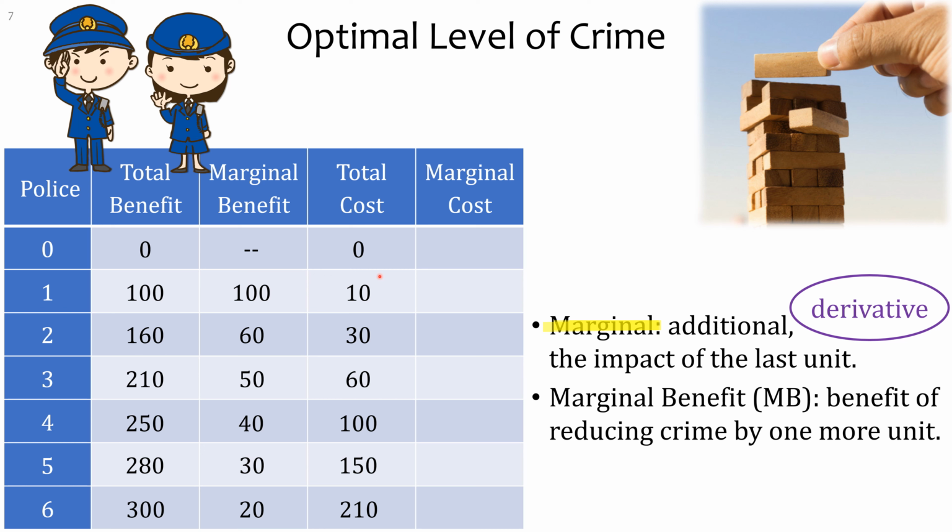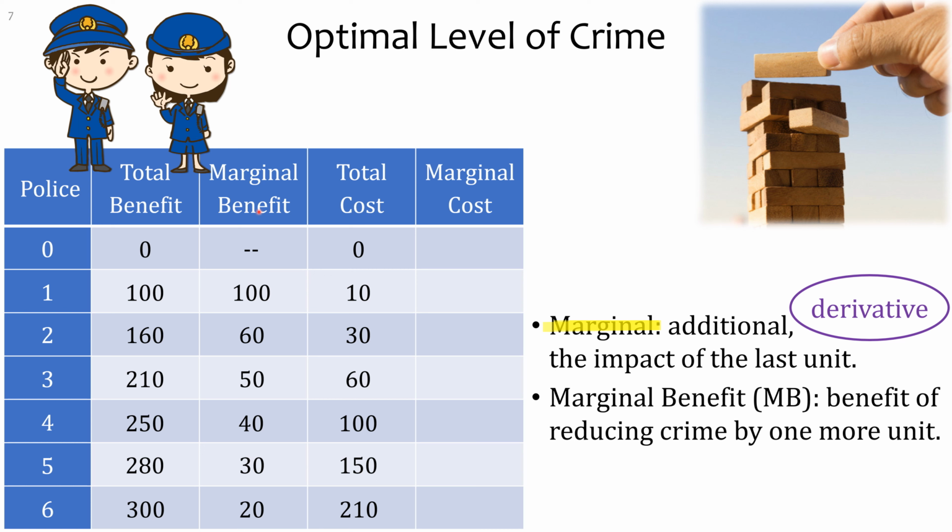Again, the numbers go up a little bit exponentially because the more resources we allocate to anything, the more scarce they become, and they become more and more expensive. So the sacrifice becomes increasingly greater as we allocate more resources to crime prevention.